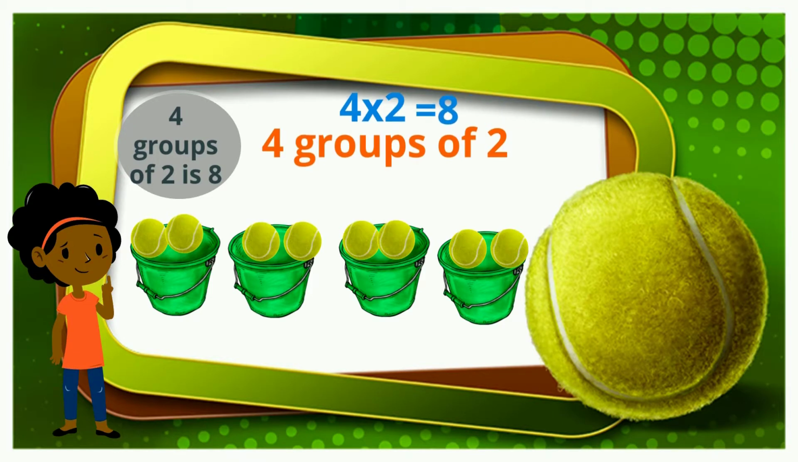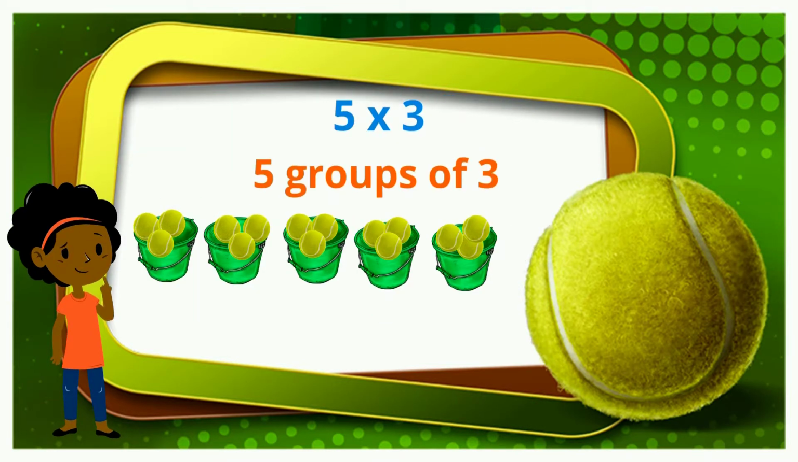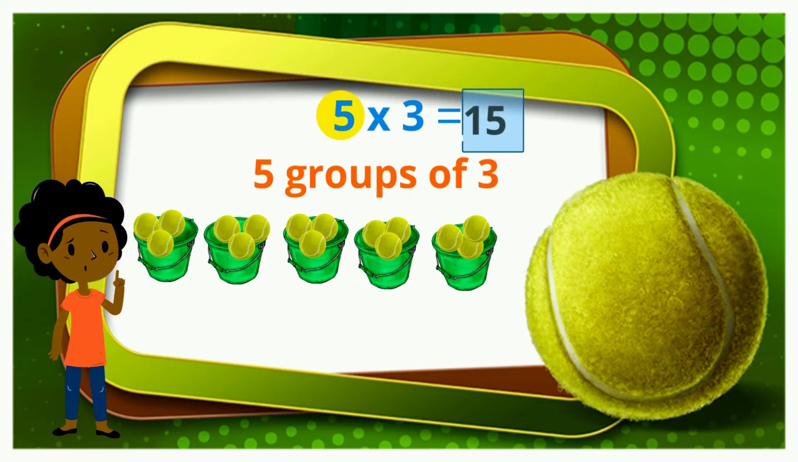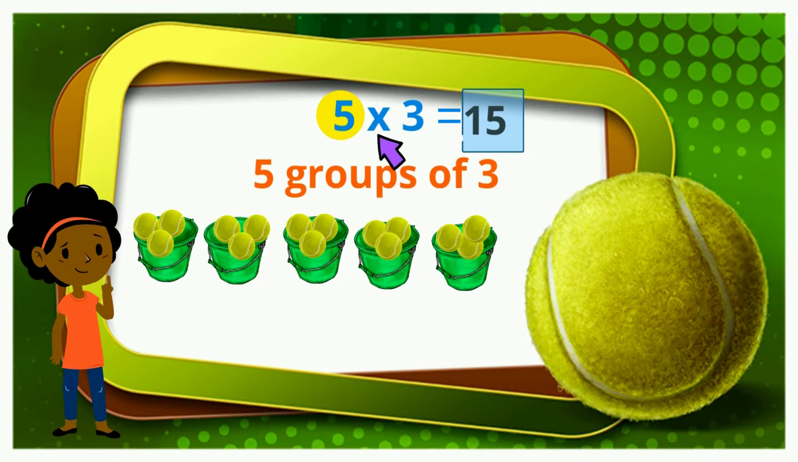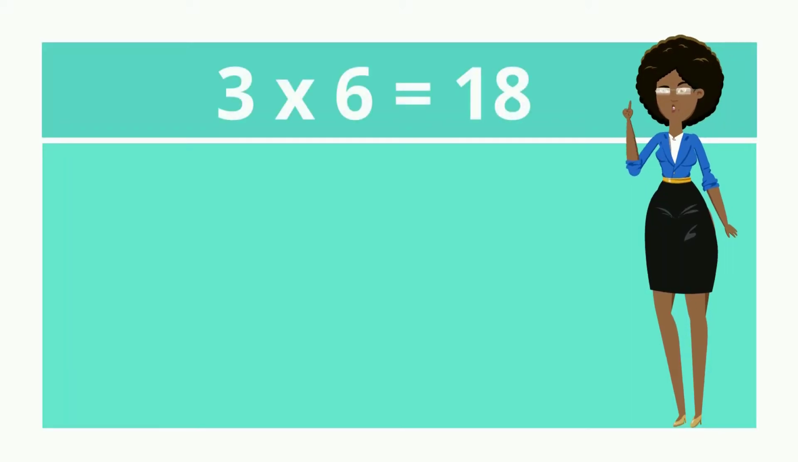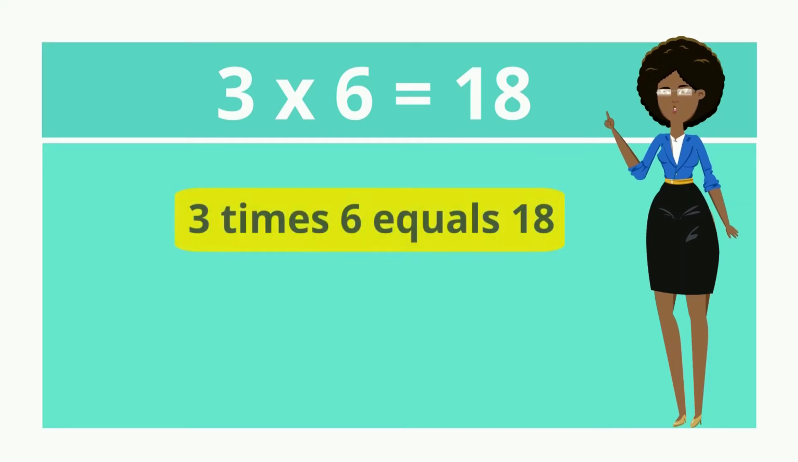You can use pictures and models to understand how to multiply. A picture can help you see what it means to multiply. 5 groups of 3 tennis balls in all. One factor tells how many groups. The product is a result. It tells how many in all. The X, or the multiplication sign, means groups of. The other factor tells how many are in each group. When you see a multiplication sentence such as 3 times 6 equals 18, you say 3 times 6 equals 18.